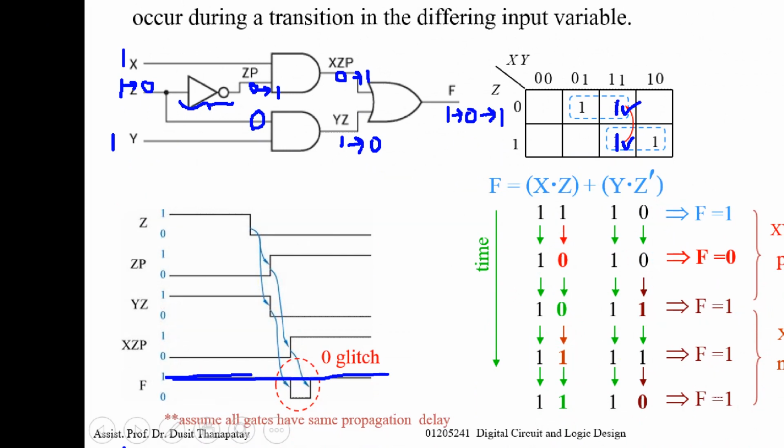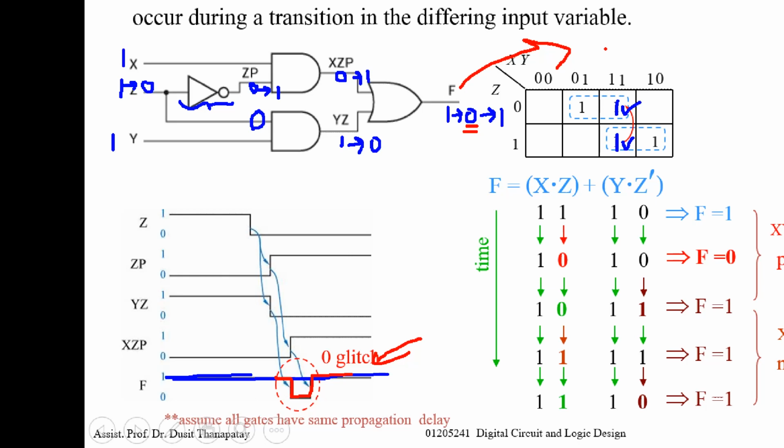But because of the propagation delay of its logic gates, the output becomes 0 for a short period. It's called a zero glitch. It's not so good for some applications. But if you use just a conventional circuit in your system, it's maybe okay. You just wait, then it's back to this one. But if you use this output for some circuit like a counter, it may lead to some mistake.